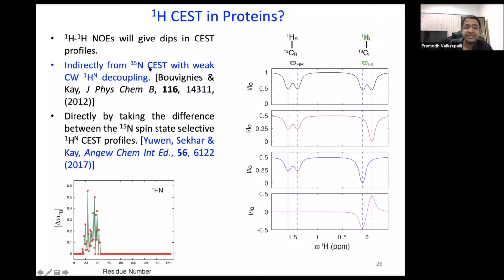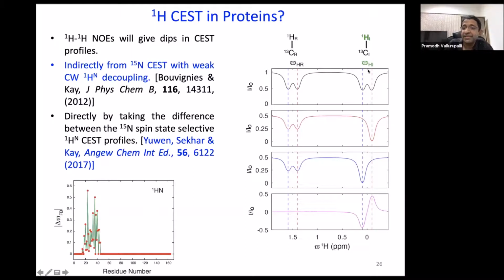There is this indirect way of doing N15 CEST experiments to get out the amide proton minor state shifts due to Guillaume Bouvignies and Lewis Kay. And also there is more recently this direct amide proton CEST experiment, which is done in a spin state selective manner to get the minor state chemical shifts. And this one is more convenient, so I'll speak about this one. This worked very well for amide protons, but let's just see this in the context of a CH group.